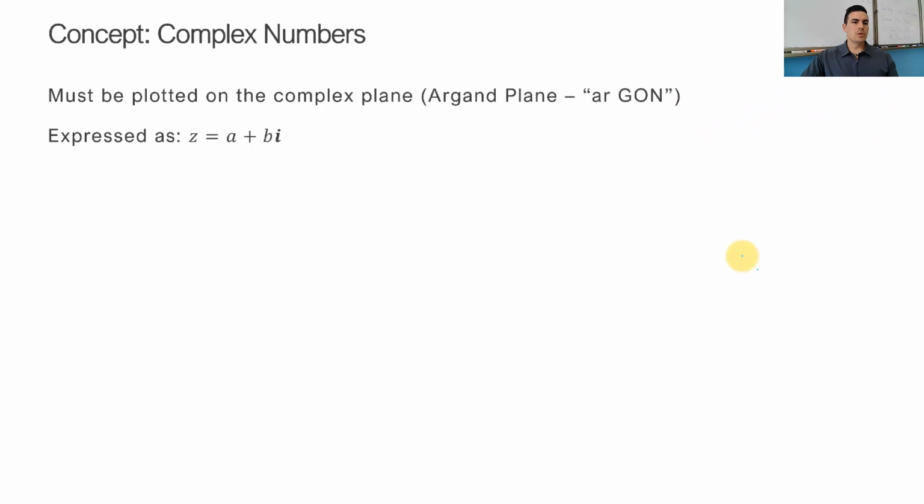A little review on our complex numbers. We must plot these on the complex plane, right? Also we call it the Argand plane. Okay, Argand plane is how we say that. That's just our complex number plane.